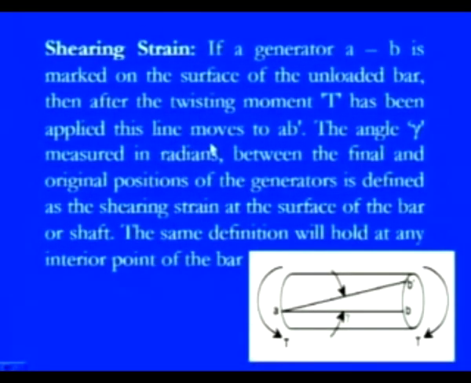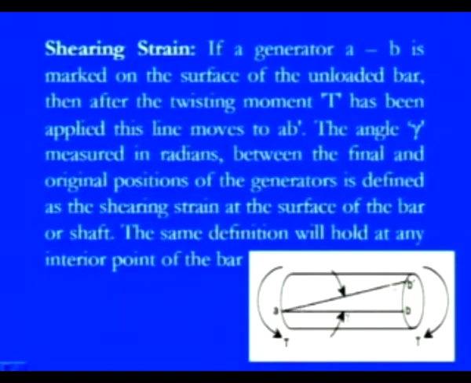Then after a twisting moment T has been applied on this particular line, this line will move. The resultant of the twisting moment tends to shift this B portion to B dash. That means, as I told you, the layers are so deformed or distorted that this is the undeformed layer and this is the deformed layer.